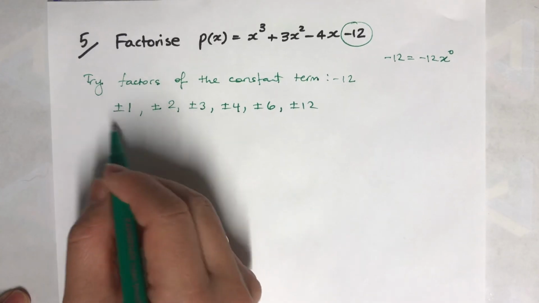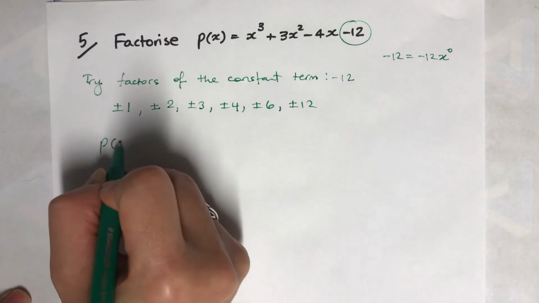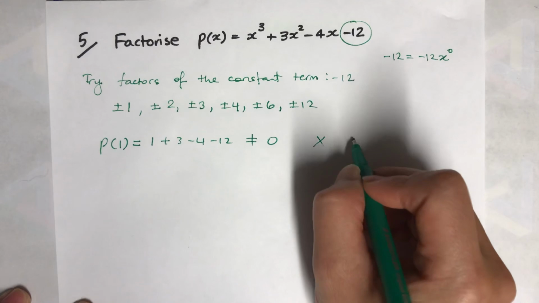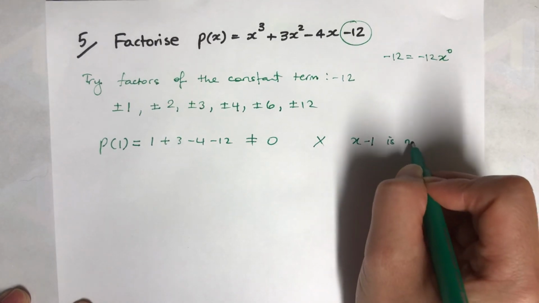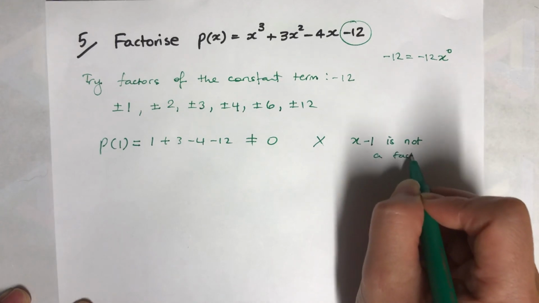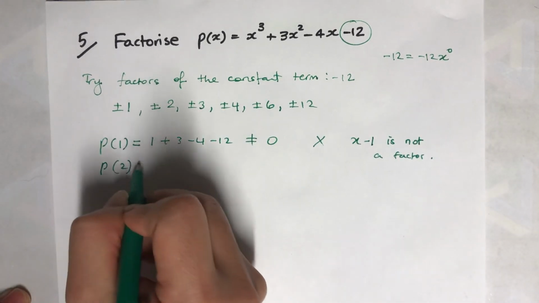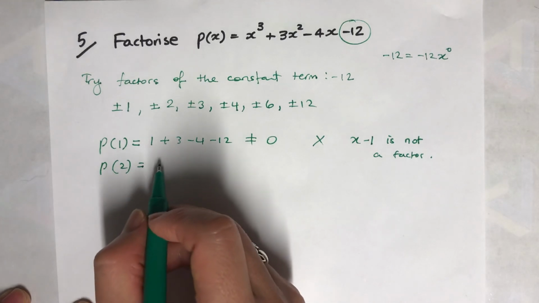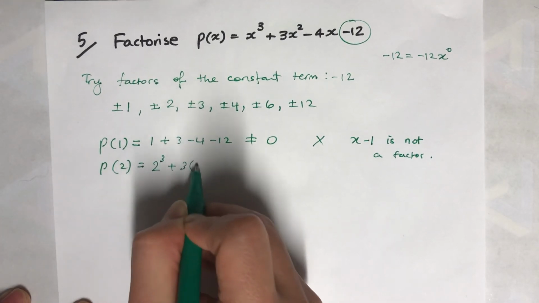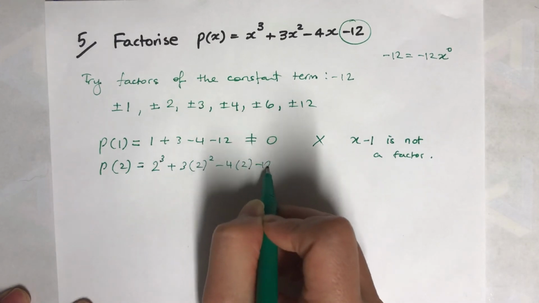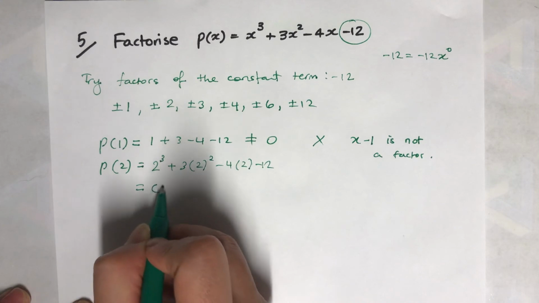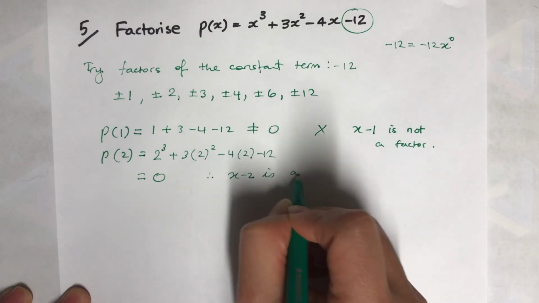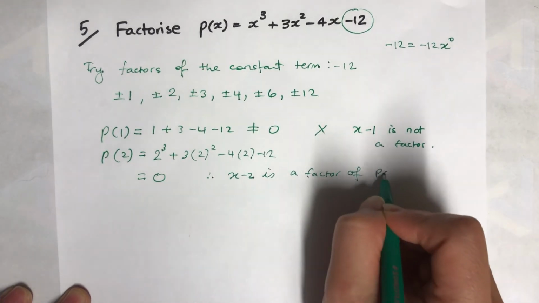So in here, I'm going to go with the little ones first. So I'm going to put 1 in there. That'll be minus 4. Oh, that's not going to be 0. So the x minus 1 is not a factor. Okay? And then I'm going to do 2. I mean, you can do minus 1, but it doesn't look like it's going to be 0. So I'm just going to go straight into 2. So 2 cubed plus 3 times 2 squared minus 4 times 2 minus 12. If you put that in a calculator, yes, it looks like it's 0. So we got a factor here. So therefore, x minus 2 is a factor of p of x.